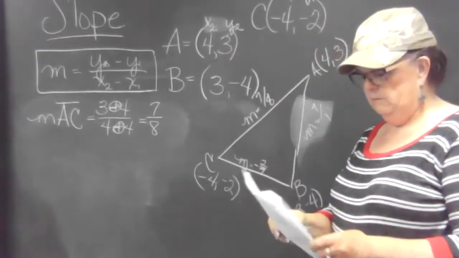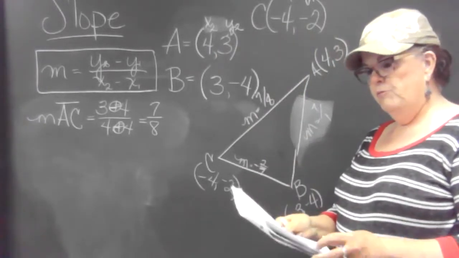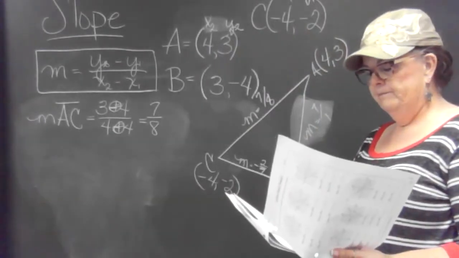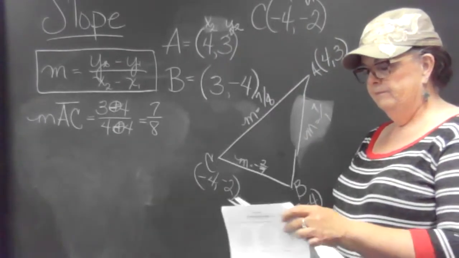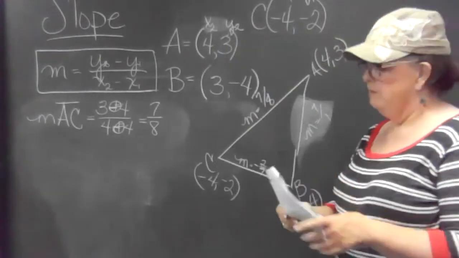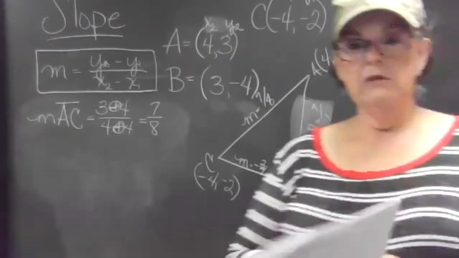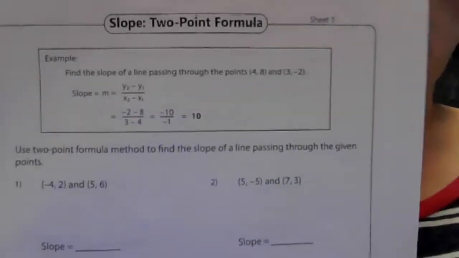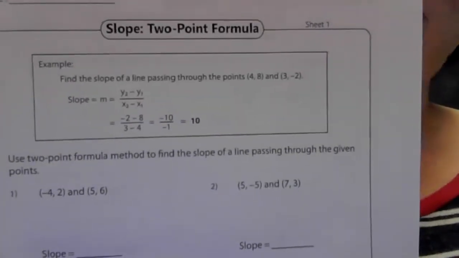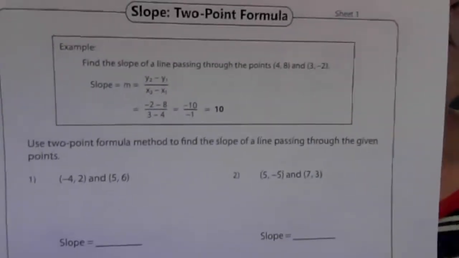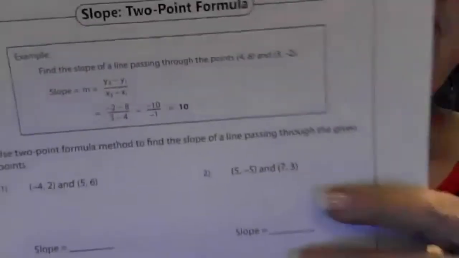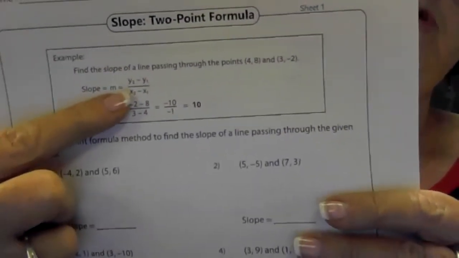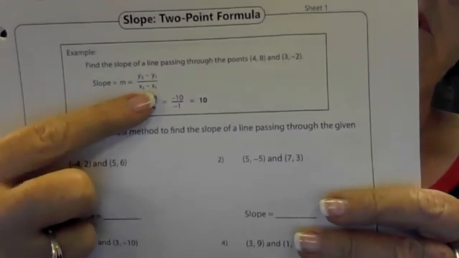Slope formula. The next page simply uses the formula. In fact, you can do this page 7 before you do page 6 if you want, because it gives you the formula at the top. This is the same one we've been using. Slope equals this formula.